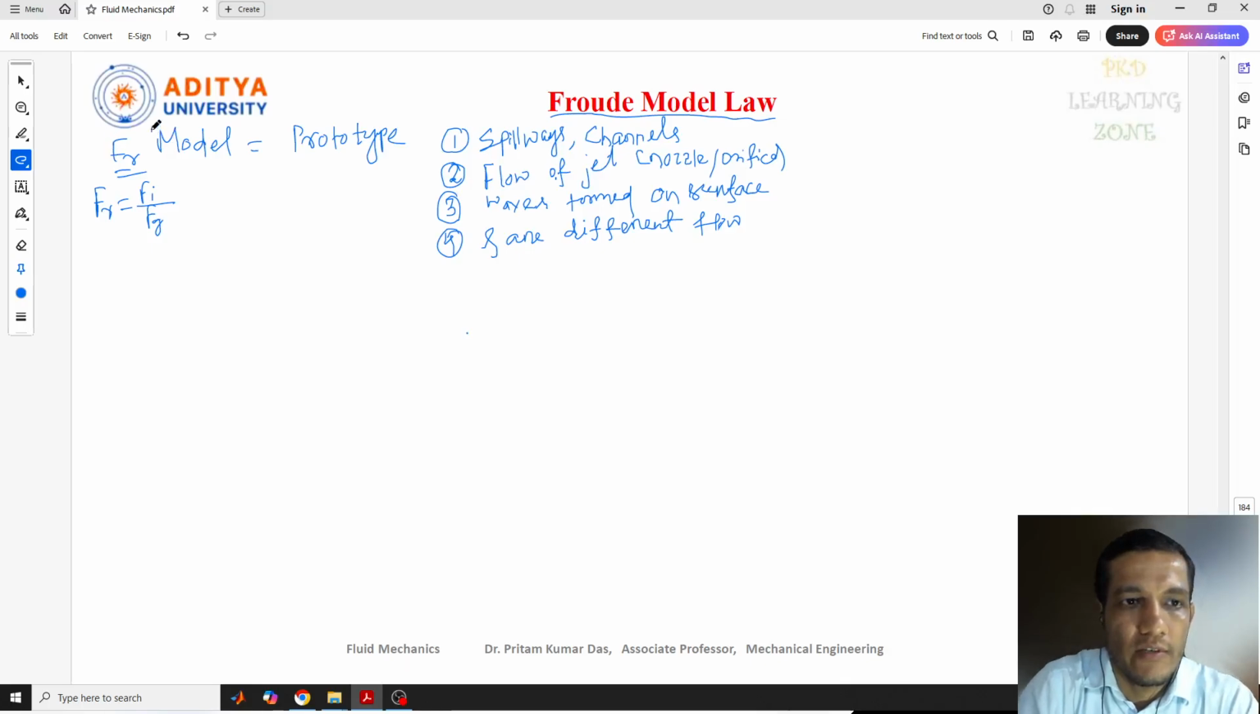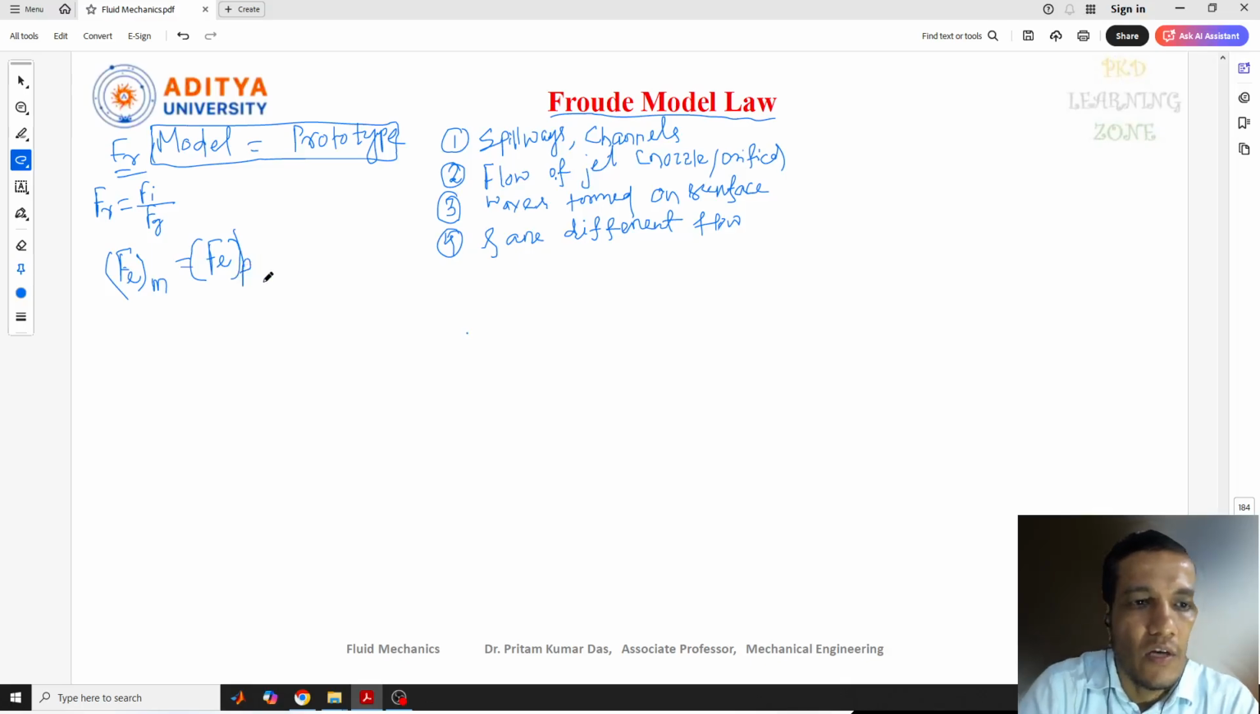As per the concept of this, we need to make similarities between the model and the prototype. For that, as I told you, we need to see here the Froude number. So we can write this as FE, suppose. FE for the model, that is M, and similarly FE for the prototype, this is P. So this should be similar. We need to consider these things.